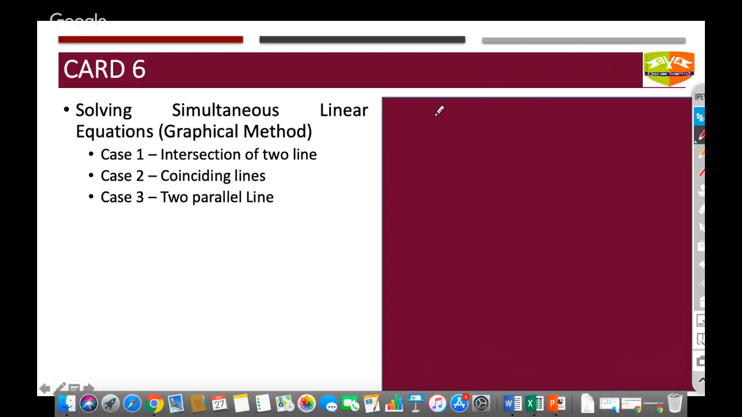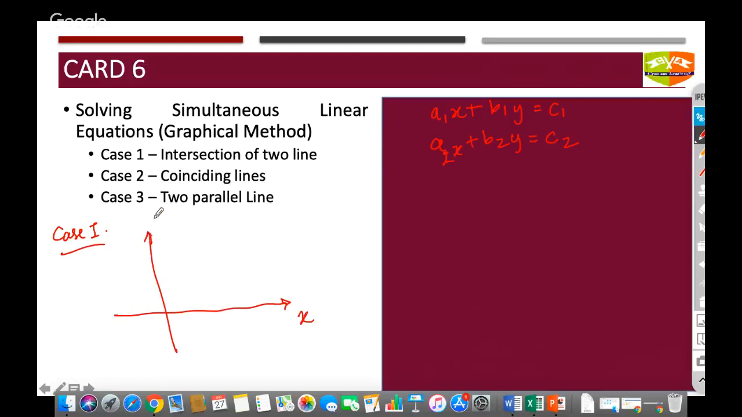Now suppose I have a pair of linear equations, a1x plus b1y is equal to c1 and a2x plus b2y is equal to c2. Case 1 is saying that the two lines intersect with each other. If I draw the x and y axis like this, and my two lines are like this, you see the two lines are intersecting at one particular point. Suppose these points are alpha and beta. This point, alpha and beta, is common to both the lines a1x plus b1y is equal to c1 and a2x plus b2y is equal to c2.